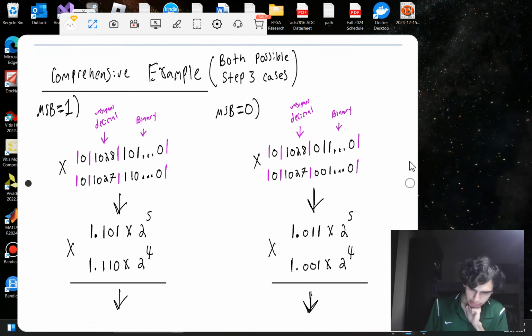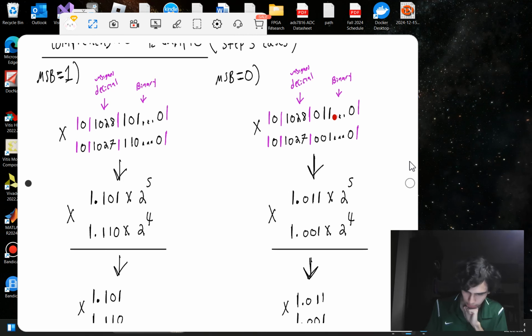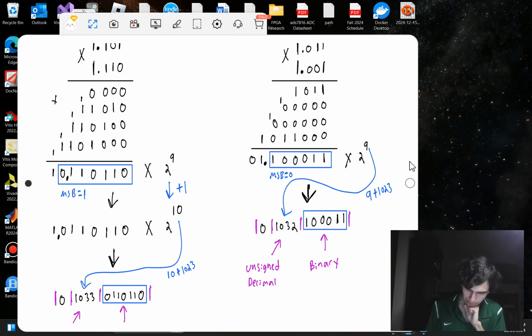And then in this second case, same thing. Everything goes on. But when you multiply, you get 0, 1. Because the most significant bit is 0, you copy these into your floating point value and you use this value directly.